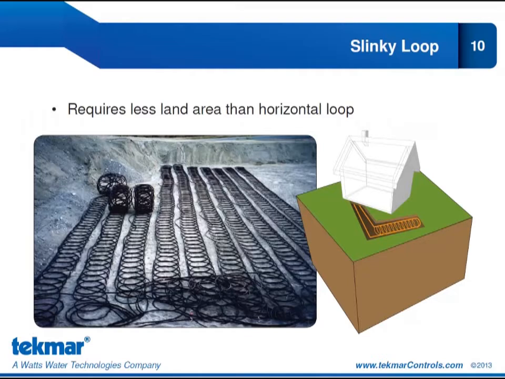The Slinky loop is similar to the horizontal loop, but because we are overlapping, we require less land space. So we're reducing the heat exchanger per foot requirement, but increasing our pipe requirement. And because pipe is cheaper than digging, we still are ahead of the game as far as cost is concerned. And the rule of thumb for the Slinky loop sizing is 600 to 800 feet or more of pipe in 125 to 150 foot trench per ton of heat pump output.